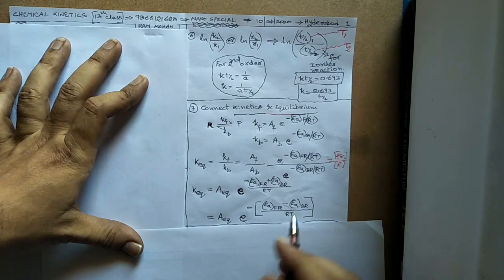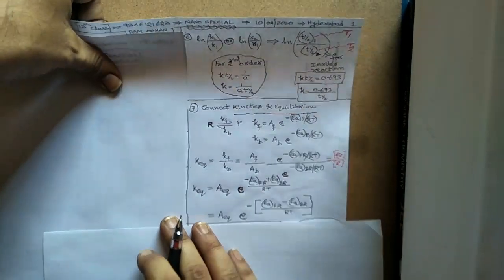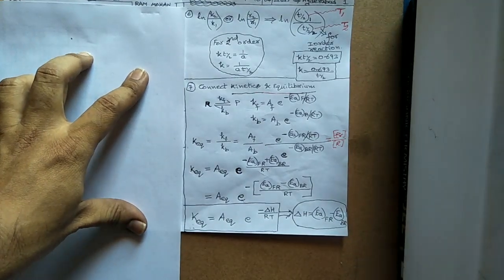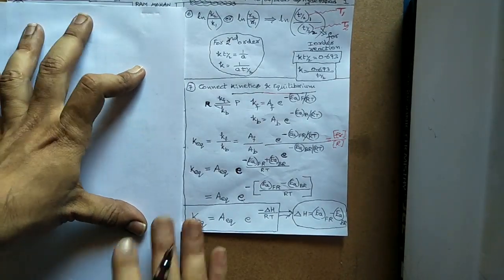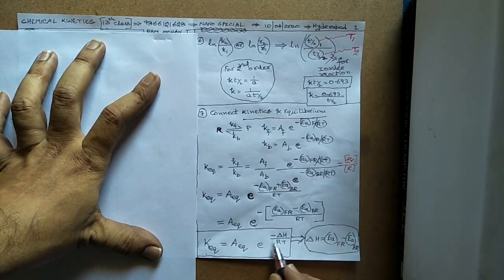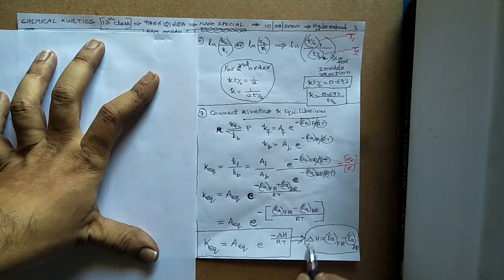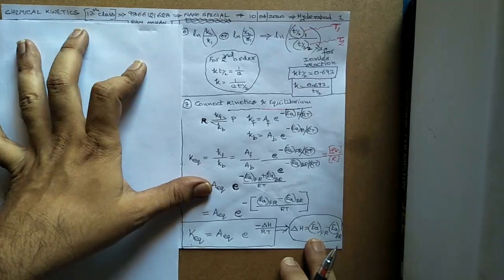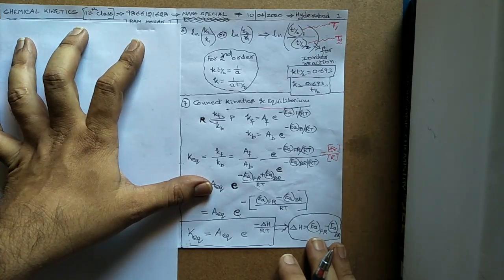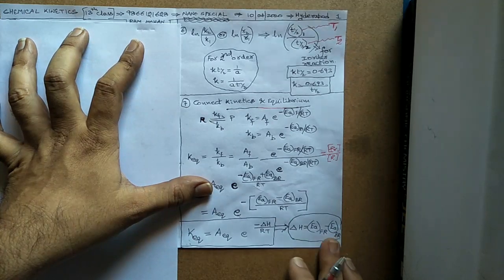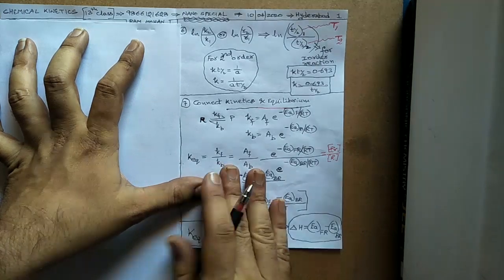Activation energy for forward reaction minus activation energy for backward reaction by RT. And then I'll be getting K equilibrium is equal to A equilibrium into e power minus delta H by RT, where delta H is given by, we know that formula of delta H, as activation energy for forward reaction minus activation energy for backward reaction. So the sign of this delta H has to change from endo, which is positive, to exo, which is negative, but not the formula. Formula should remain the same. So that's what we have.